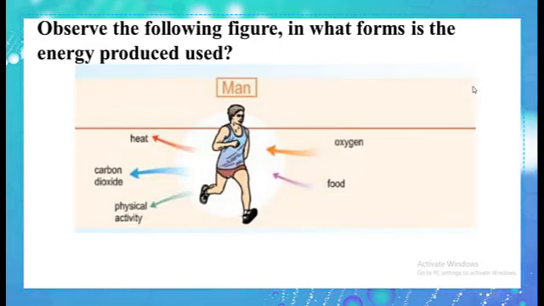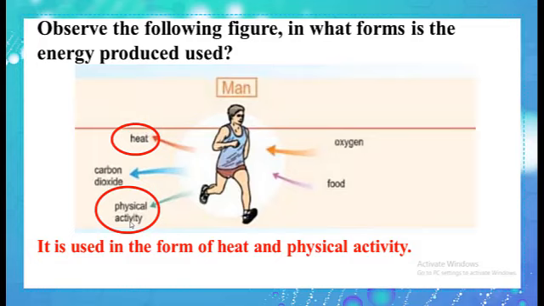Observe the following figure. In what forms is the energy produced used? So when food and oxygen enter this man, the products are heat, carbon dioxide, and physical activity. So the energy that is produced by the man is used as heat and physical activity, and the carbon dioxide is released so that the plant can benefit from it to make its own photosynthesis.